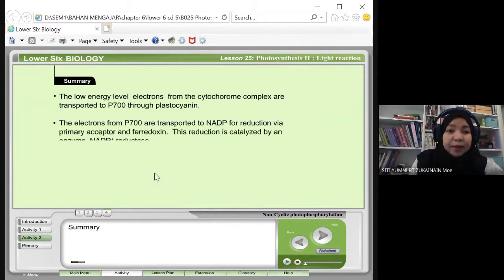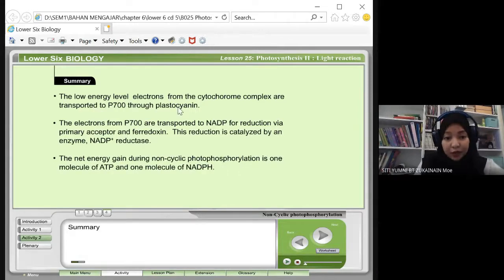Okay, then because of the low energy level, electrons from the cytochrome complex are transported to P700 through plastocyanin. The electrons from P700 are transported to NADP plus for reduction via the primary acceptor and ferredoxin. This reduction is catalyzed by the enzyme NADP plus reductase. The net energy gain during non-cyclic photophosphorylation is one molecule of ATP and one molecule of NADPH.